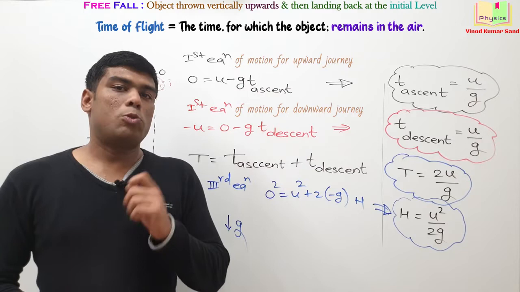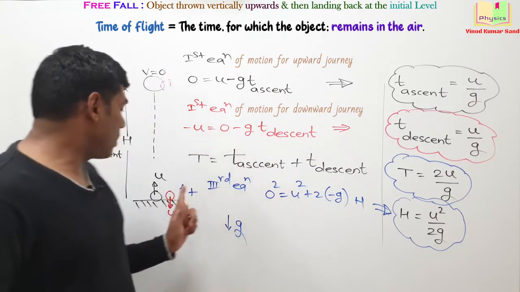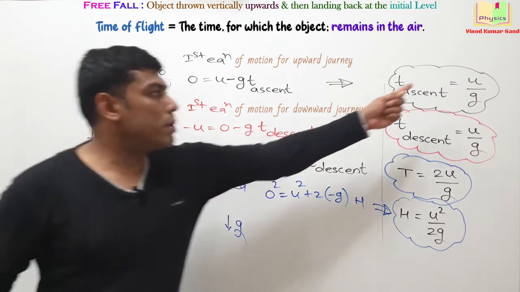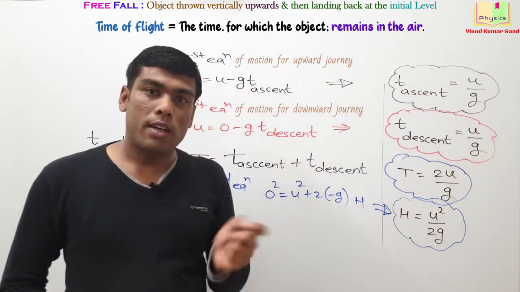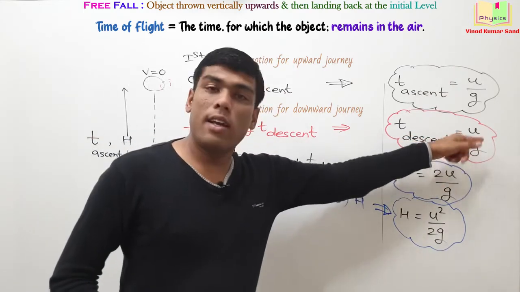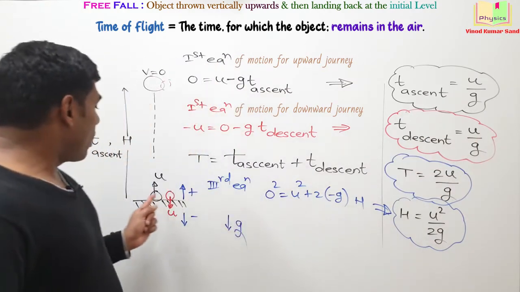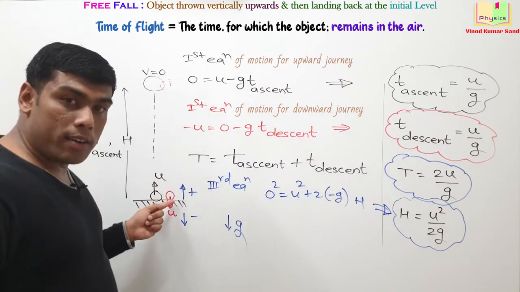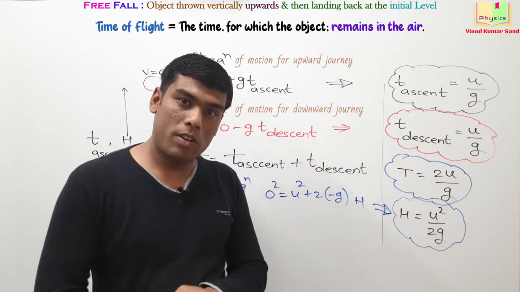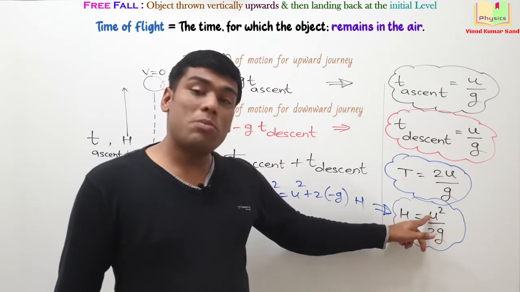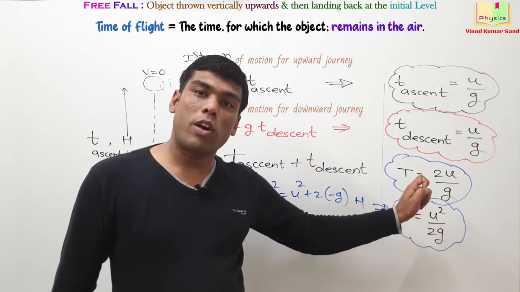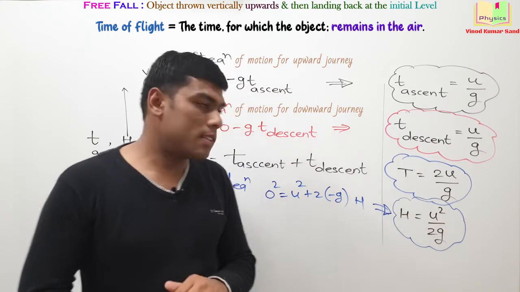For example, suppose I throw a ball up with the speed of 30 meters per second. In how much time will it reach its maximum height? The answer will be u by g, 30 by 10, 3 seconds. In how much time will it fall back to the same level? Then the answer is again u by g, means 3 seconds. For how much time did it remain in air? That answer will be 6 seconds. Okay, time of ascent plus time of descent. How much is the maximum height of that ball? 30 square by 2 into 10. So 45 meters. I hope you understand the things.